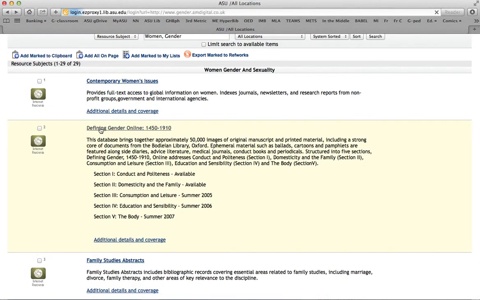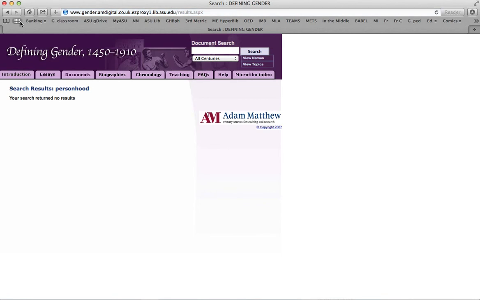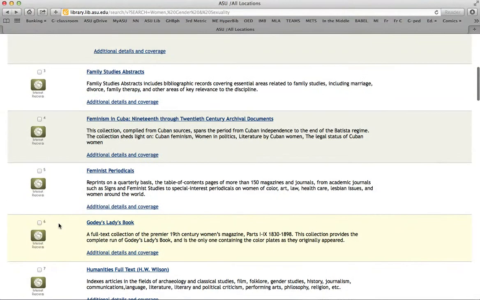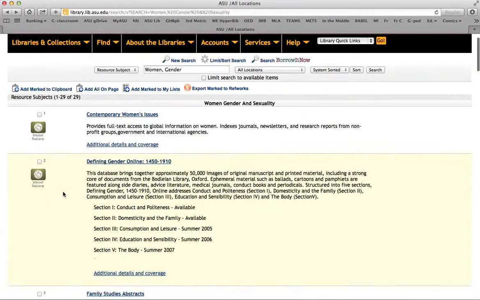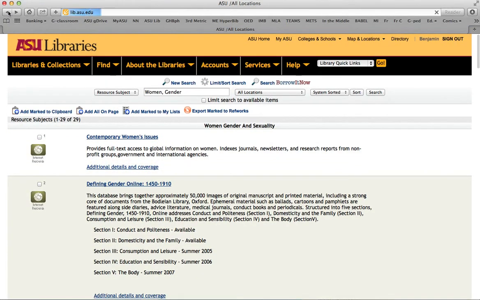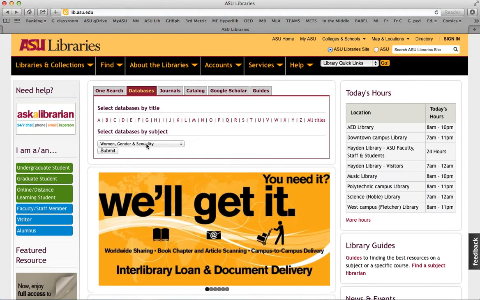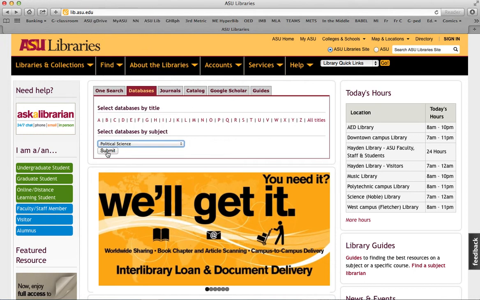So if we go back, let's see, where else might we look? Defining gender, that could be useful. Click here, we can search for personhood. No results. Okay, so sometimes it's a dud. Where else? Feminist periodicals, that might have something. But let's go back and try out the political science databases. So you can scroll up, political science, submit.